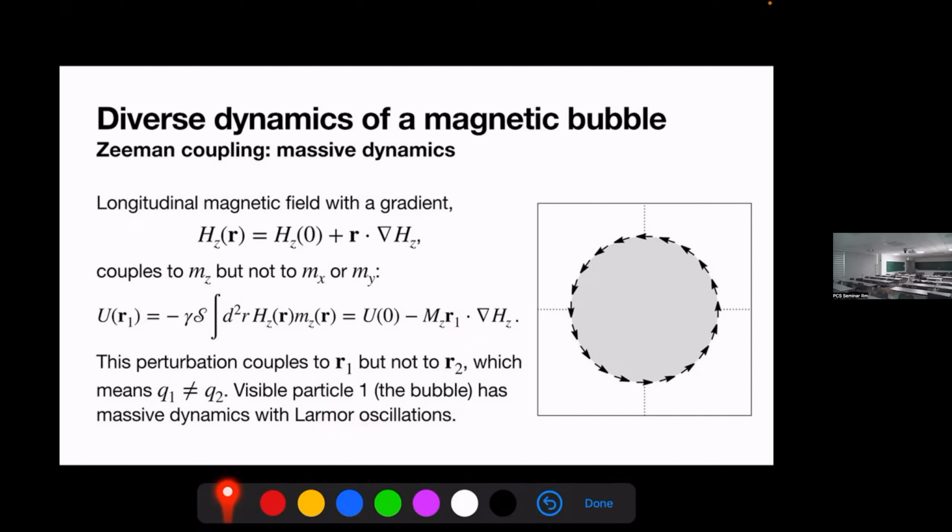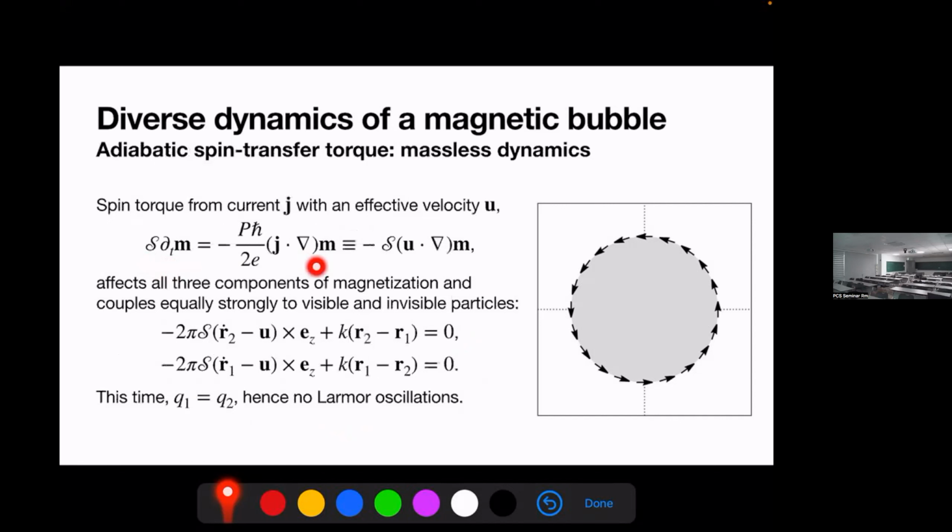In contrast, if you use spin transfer torque, your Landau-Lifshitz equation gets modified in this way. J is the electric current density, dotted with the gradient of magnetization. Capital P is the polarization of the spin in the electrical current, which you can express in terms of an effective velocity. S is the spin density. So U is the effective velocity with which the electrons are flowing in the current. And then the equations of motion will have this form. And you can see that the external force comes from the cross product of U and EZ.